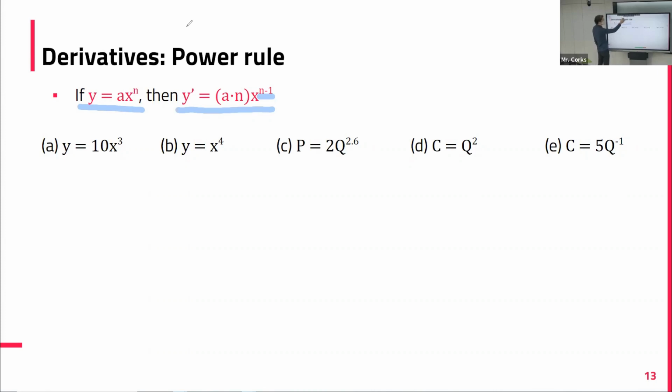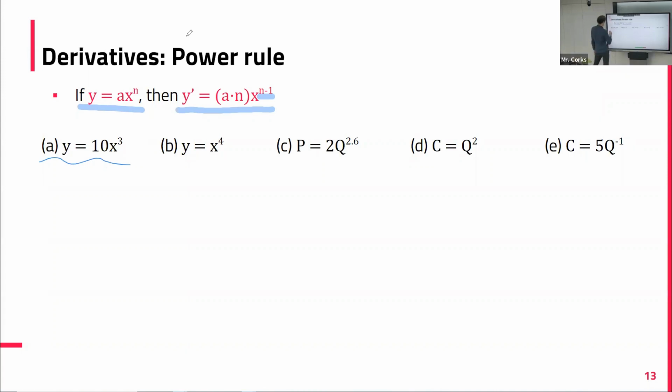There are lots of rules for derivatives. This is the most important one. There are lots of others too, but they all come back to this thing eventually. Okay, so let's try the first one here. If y is equal to 10x cubed, what is our derivative?